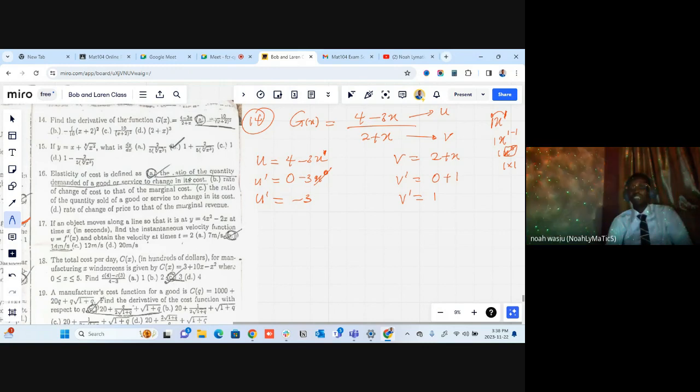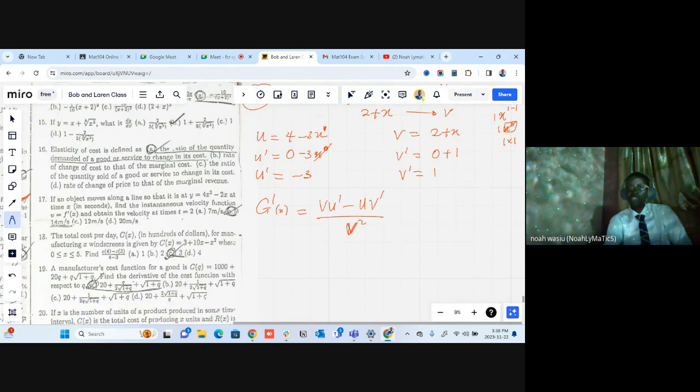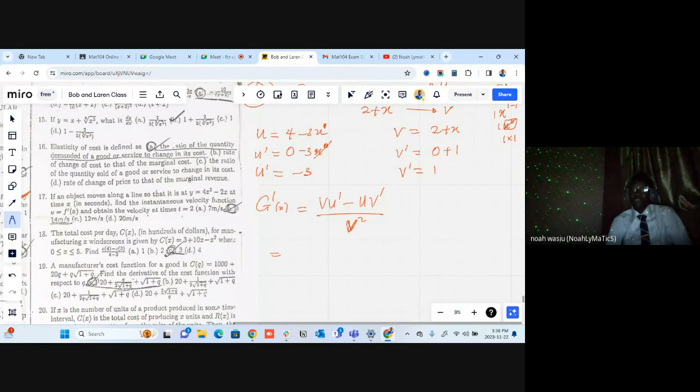If I want to look for the derivative of this g, which is g prime of x, the formula will be v u prime minus u v prime over v squared. That's quotient rule. So when I substitute those values, v is what?